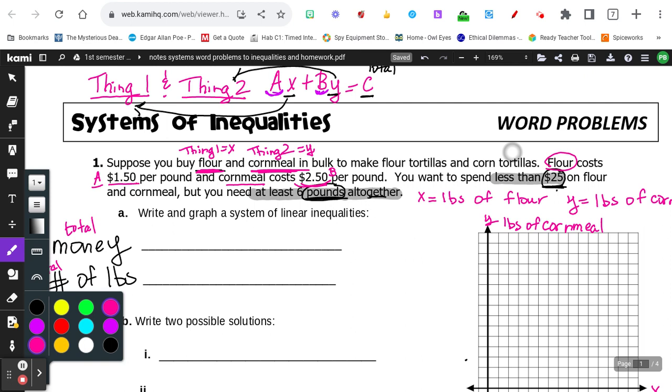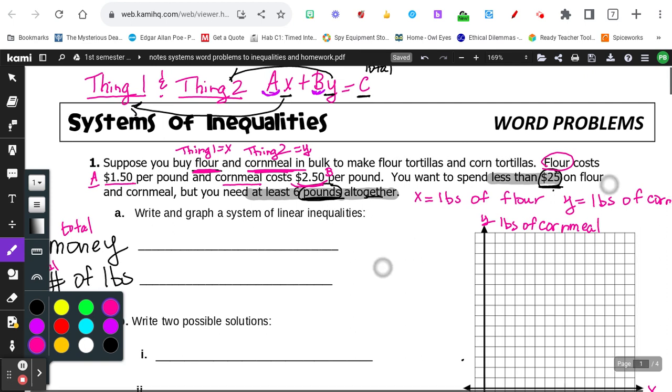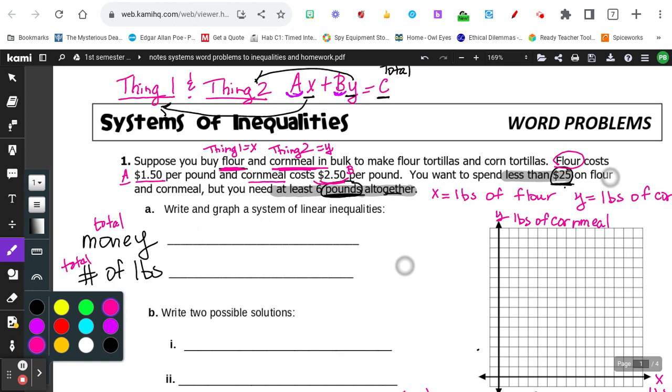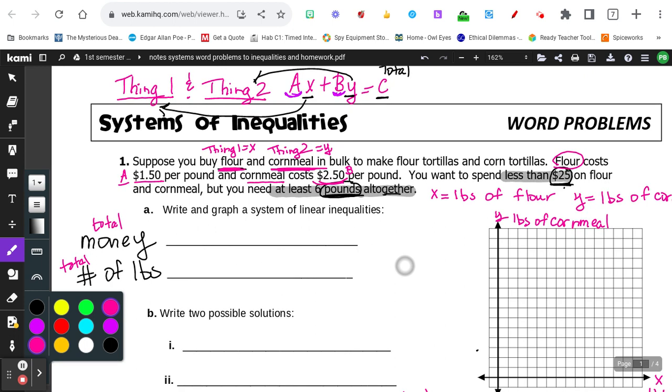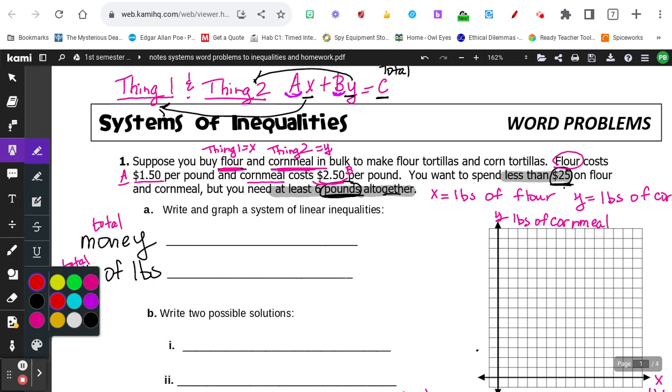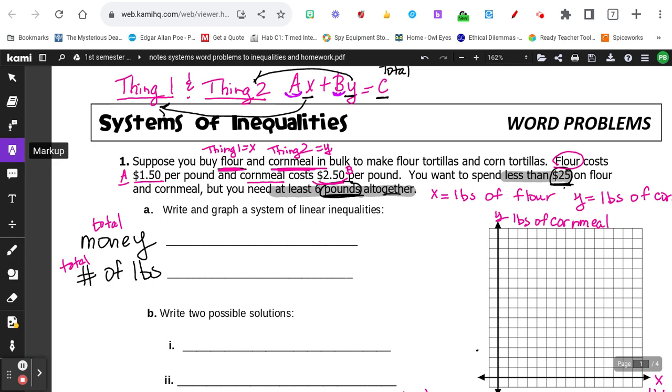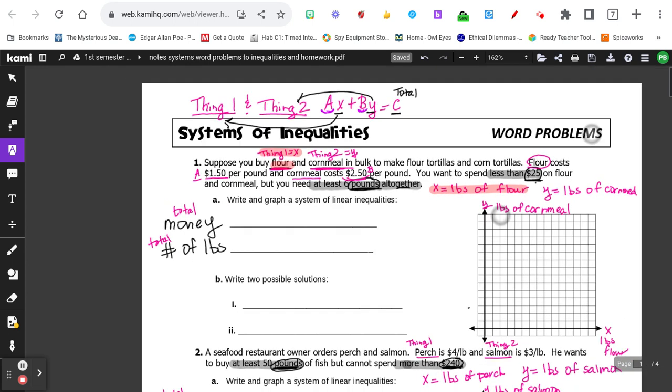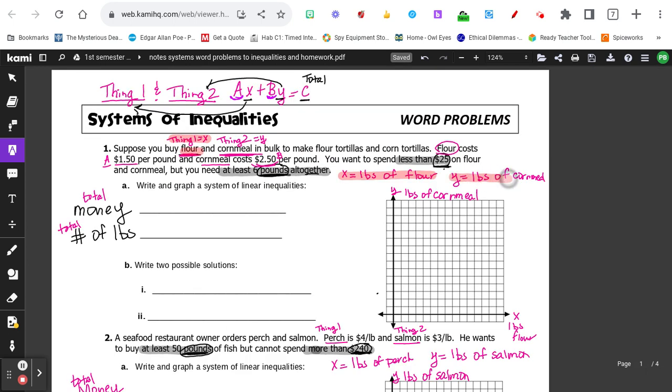All right, and it says you want to spend less than $25 on flour and cornmeal put together. But you need at least 6 pounds altogether. So I went ahead and pre-labeled this. X is the number of pounds of flour, which I got from right here. Y is the number of pounds of cornmeal, guys. And I got that from right here.